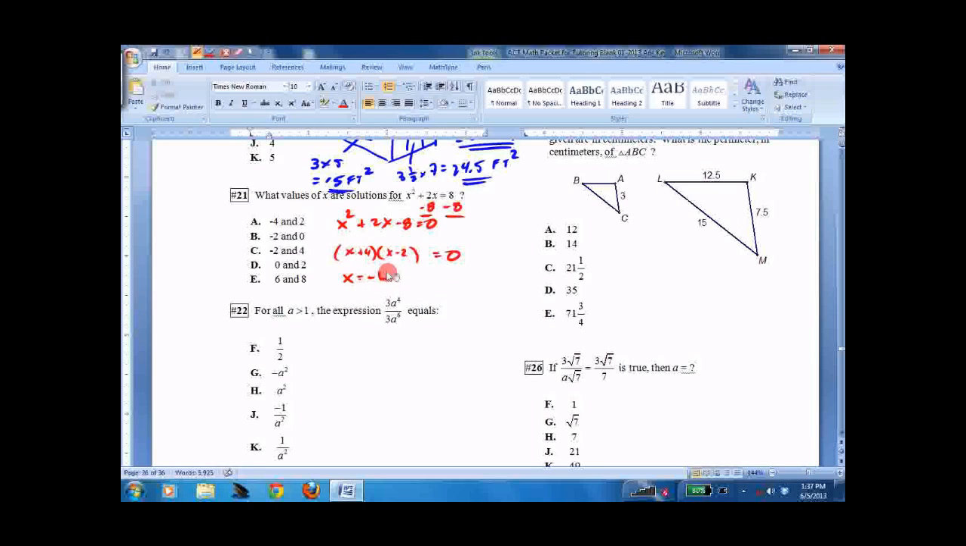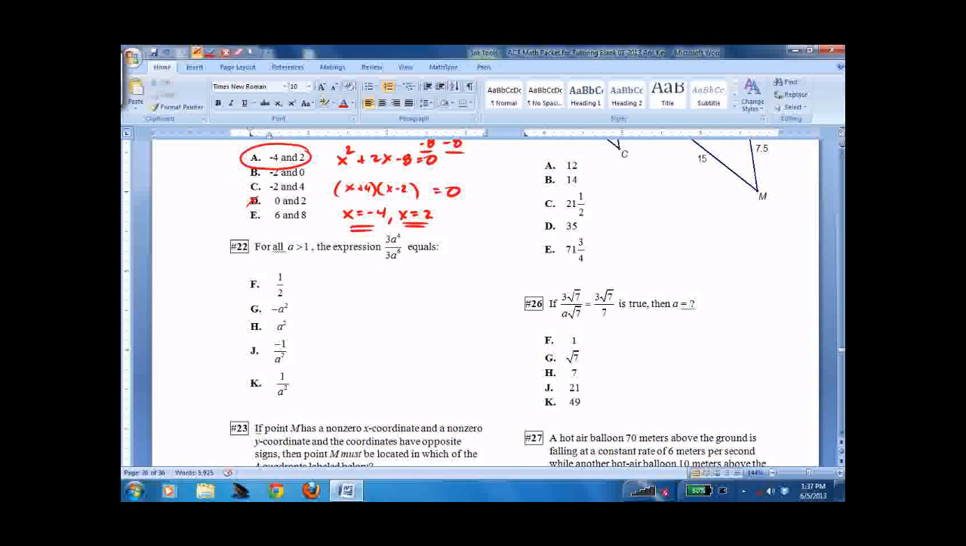Solve: -4 and 2. Done. I think I'll check those real quick. I'm going to check the 2. That's easy. Just to see if I'm in the right ballpark. 0 definitely doesn't work, so I know it's not this one. 2 squared is 4. 2 times 2 is 4. 4 plus 4 is 8. Looks like I'm in the right spot. Might have been easier to start by checking answers. Factoring problems are like that.